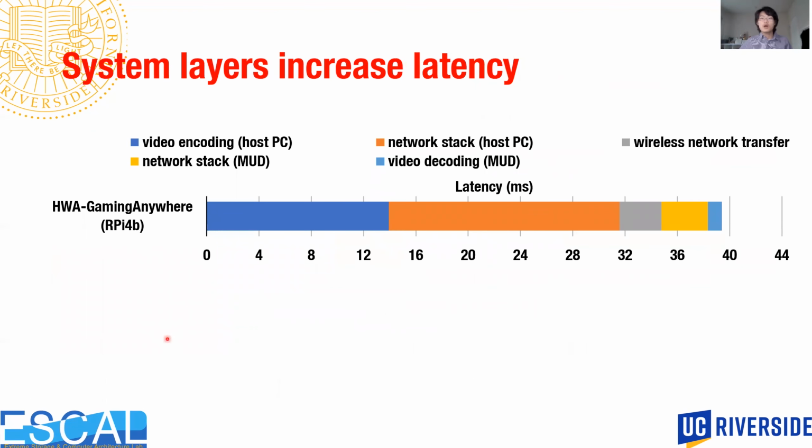As a result, modern network protocols spend a significant amount of time in their system stack, accounting for almost 50% of the end-to-end latency in sending a frame, instead of spending most of that time on the wireless media. In addition, the system also spends a significant amount of time in encoding video on the host PC.